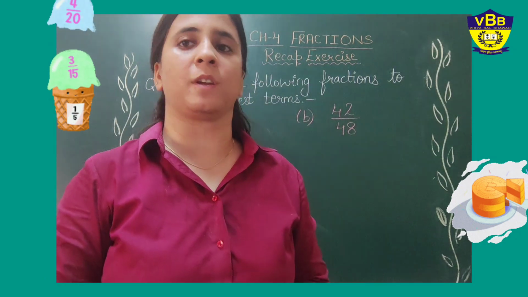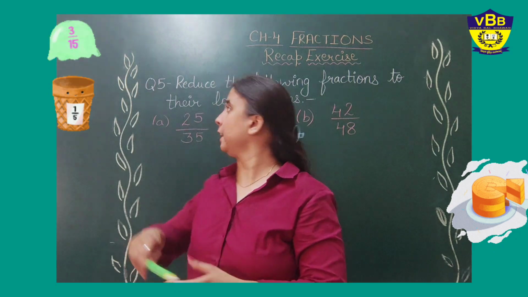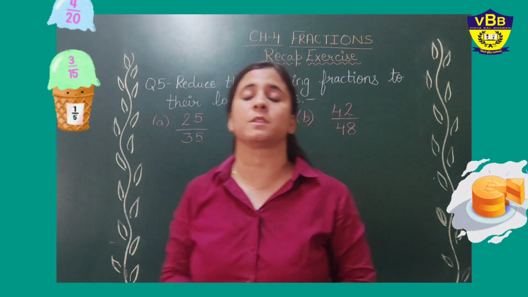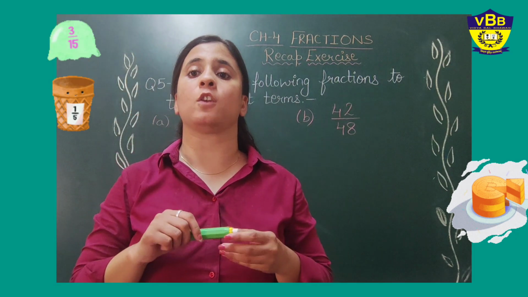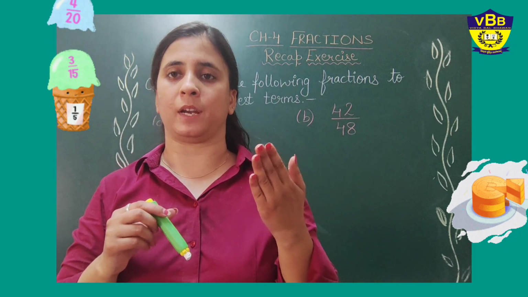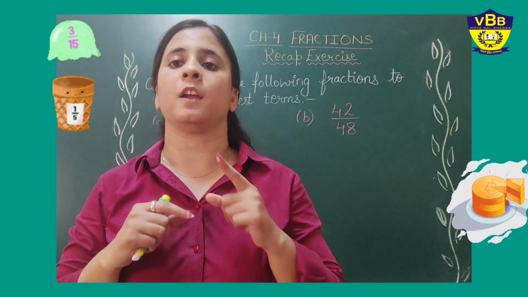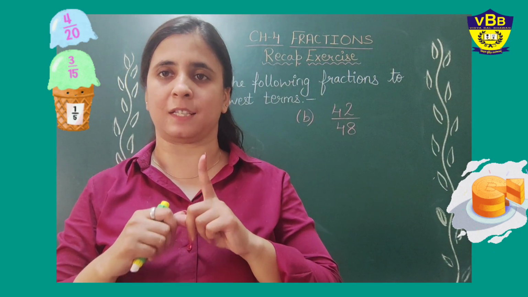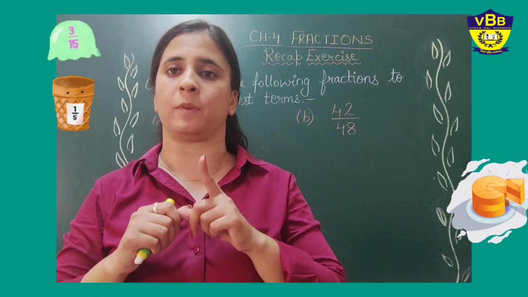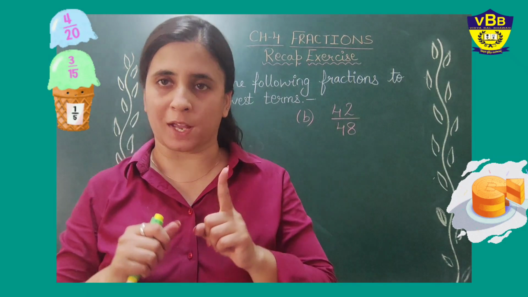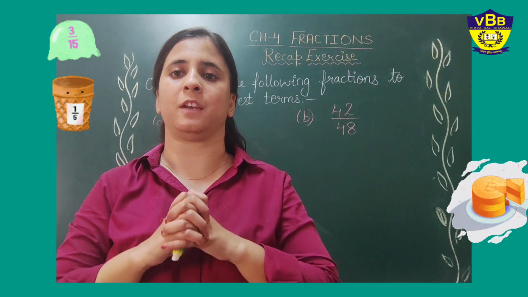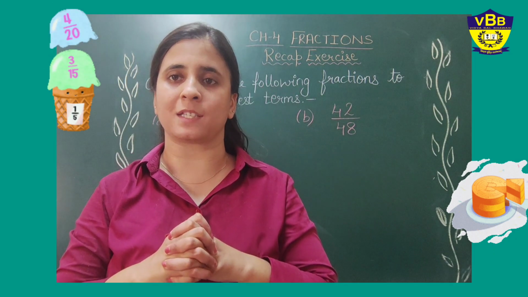Now let us see question number 5, where it says reduce the following fractions to their lowest terms. Now what do you mean by lowest term? The lowest term of a fraction means that the numerator and the denominator will have only one as their common factor. There cannot be any other common factor of the numerator and denominator. Only one is their common factor. At that time it is said that the fraction has been reduced to its lowest term.